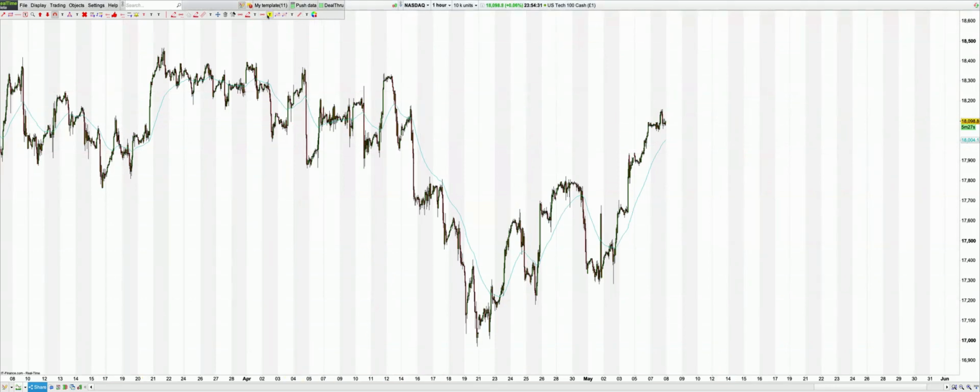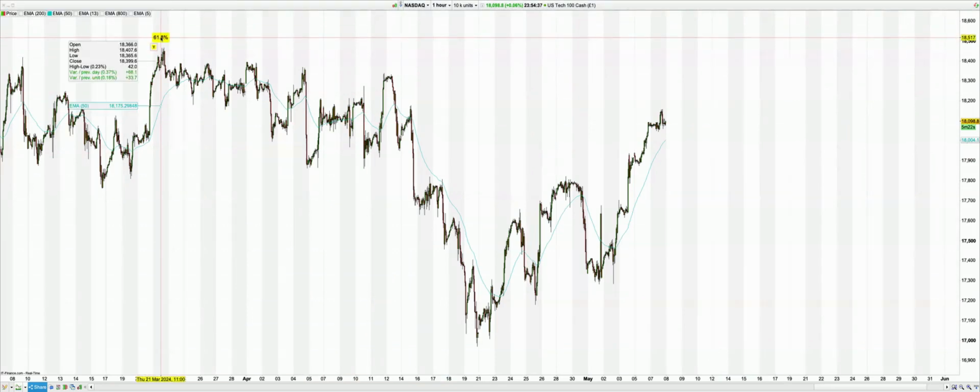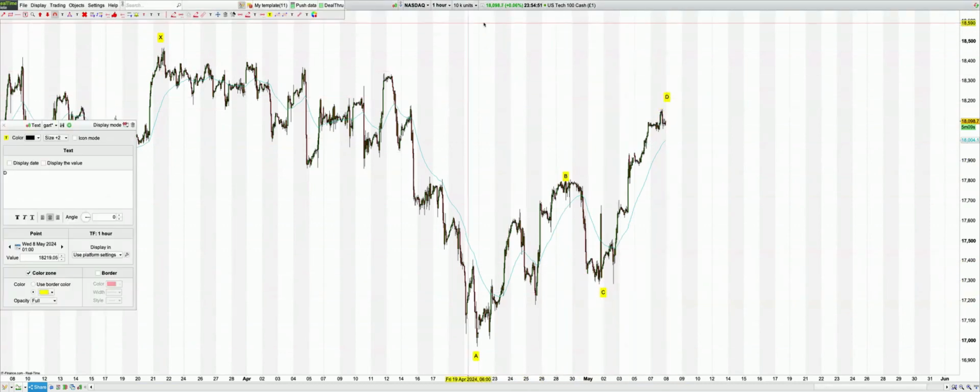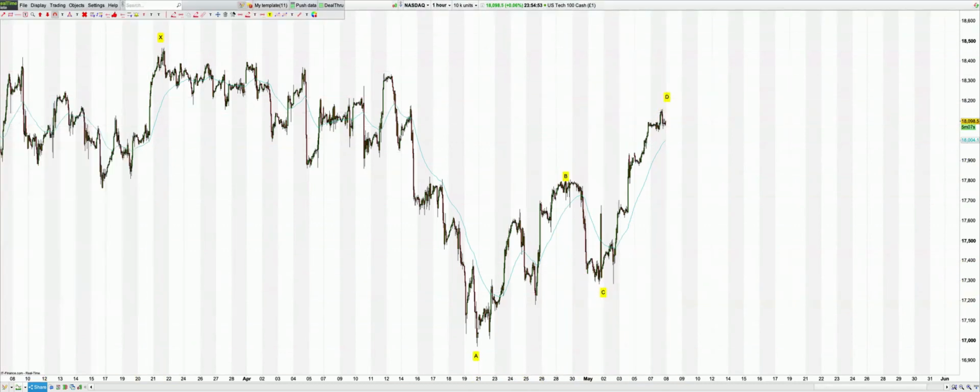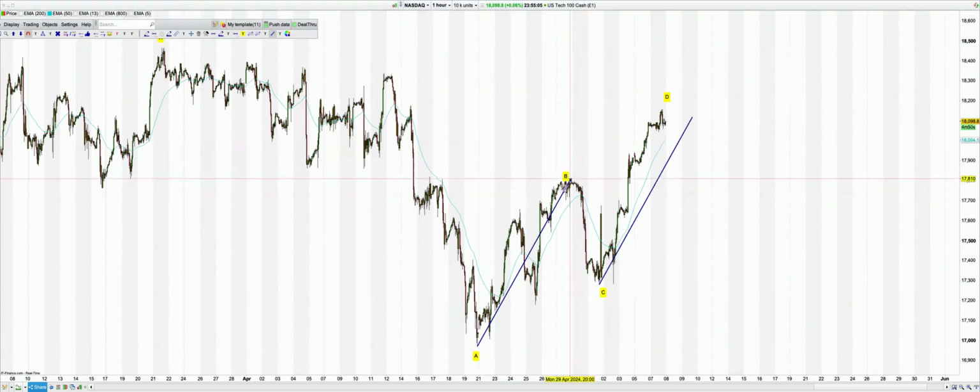Let's label first. So label-wise, we've got the X up here, A, B, C, D. So they're your classic labels. Now, if we add in the actual ABCD pattern, this leg AB is equal to CD, effectively. AB equals CD. That's it. It's hard to believe, but that is it. That is all that we are looking for.